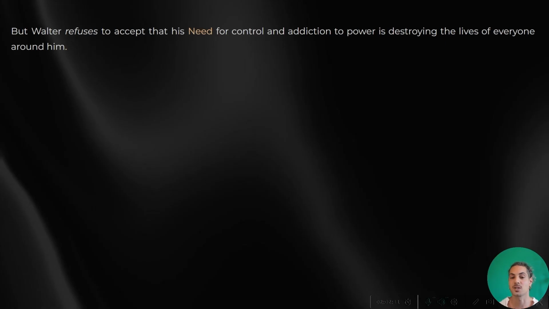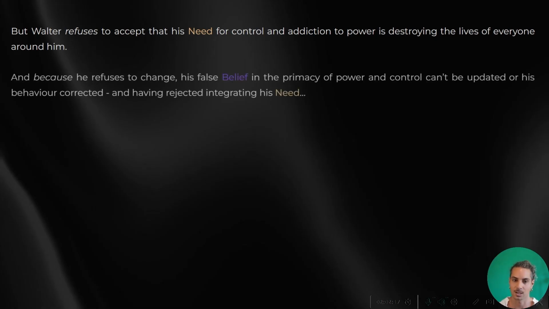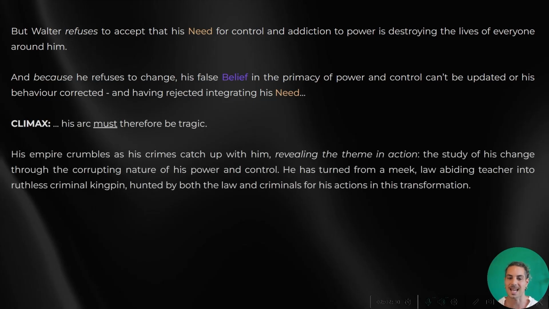Walter refuses to accept that his need for control and addiction to power is destroying the lives of everyone around him. And because he refuses to change, his false belief in the primacy of power and control can't be updated, his behavior can't be corrected, and having rejected integrating his need, his arc must therefore be tragic. His empire crumbles as his crimes catch up with him, revealing the theme in action, the study of his change through the corrupting nature of his power and control.